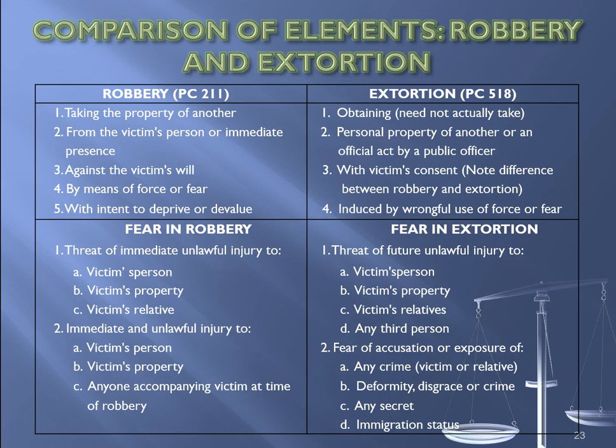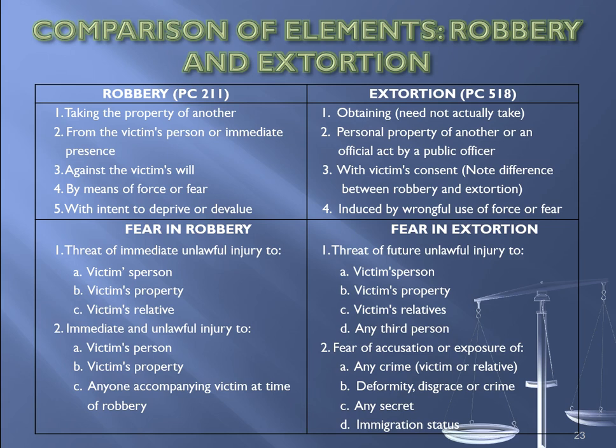Taking the property of another. Now you go to the right, extortion. Obtaining, need not actually take. So you can already see some difference. From the victim's person or immediate presence. On the other side, personal property of another or an official act by a public officer. Go down on the robbery side, against the victim's will. Go on the other side, with the victim's consent. So note the difference between the two. Yes, we know on the extortion side the consent is given because it's induced by a wrongful use of force, but we're just looking line by line on the section.